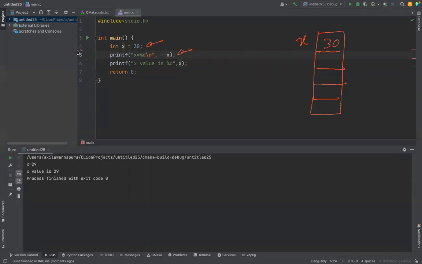When you execute the line number 5, here prefix operator. Prefix means before you put the x value to the percentage d, that means printf function, you need to decrement the x value. That means 29. Okay. After that, assign the 29 to the here. That is why x is 29. Okay. Then you can go to the line number 6. 6 also you are printing x value. It is 29.